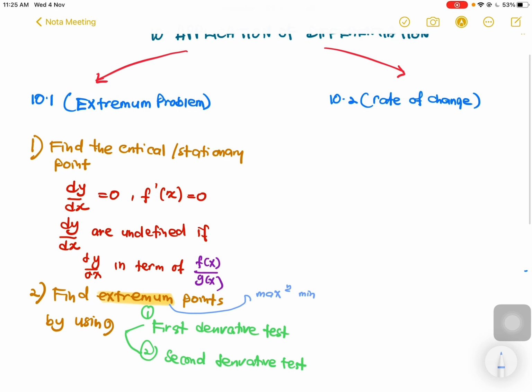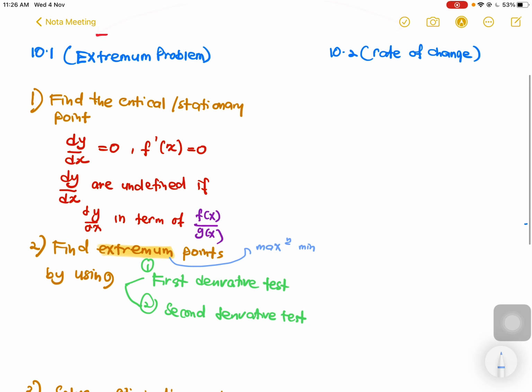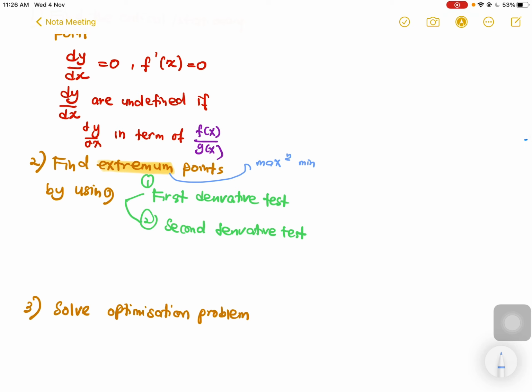Critical point is when dy/dx is equal to 0 or f prime x is equal to 0, and if our dy/dx is in terms of f over g of x, we have to find when dy/dx is undefined. Secondly, we will find the extremum point by using the first derivative test or second derivative test. What is the extremum point? Extremum point means maximum and minimum point. The third one, how to solve the optimization problem.